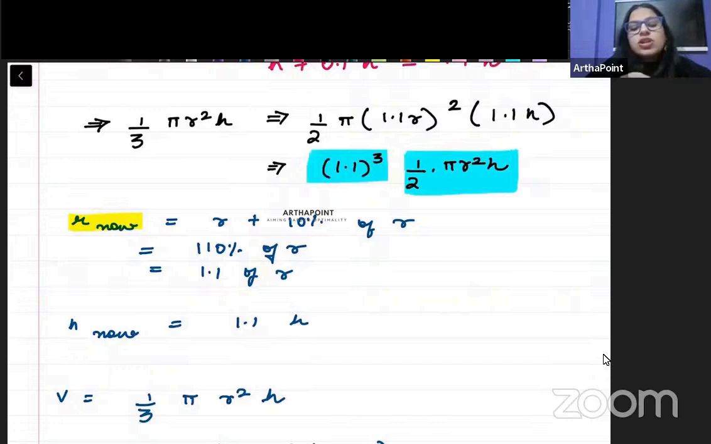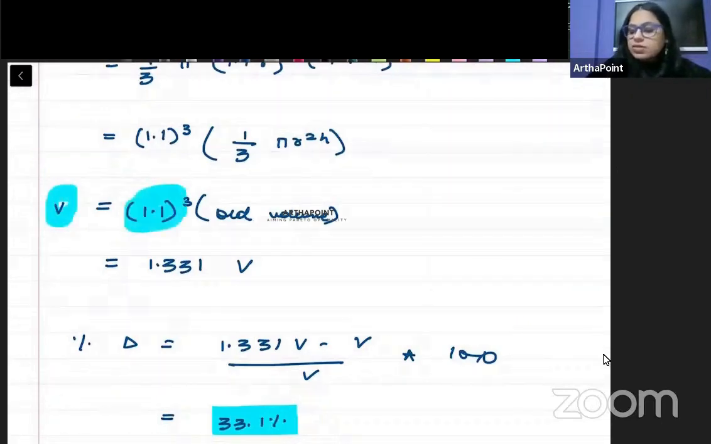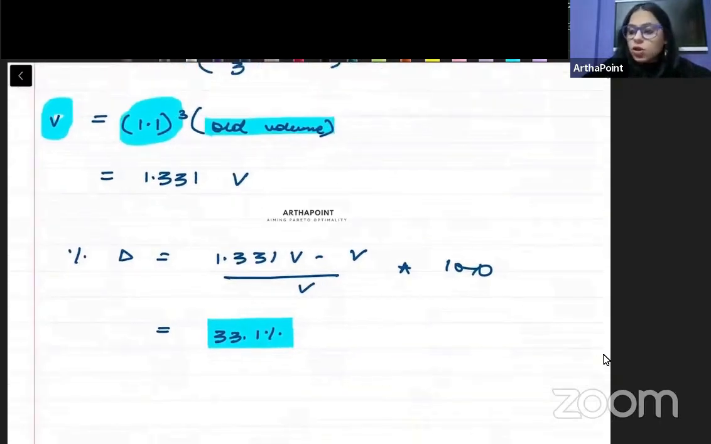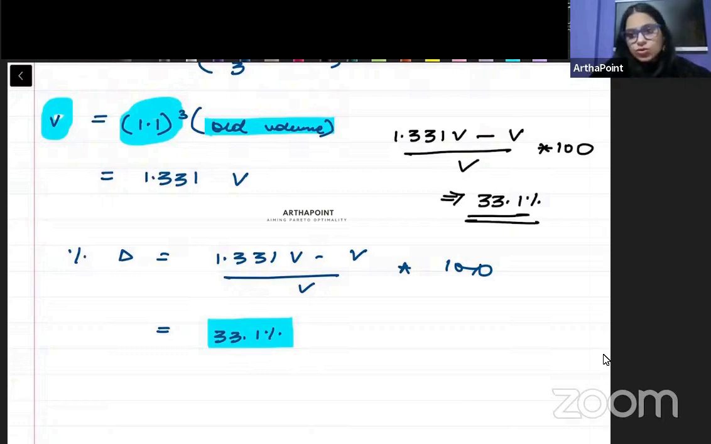So new volume, original volume का कितना time है? 1.1 to the power 3, right? This is what I've done here. That the new volume is going to be 1.1 to the power 3 times the old volume. So what is the percentage change in the volume? The percentage change is going to be the new volume minus the old volume divided by the old volume into 100. So you will get the answer as 33.1%. That's the answer to this question.